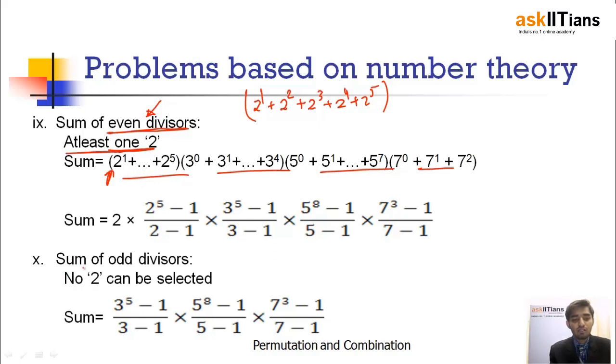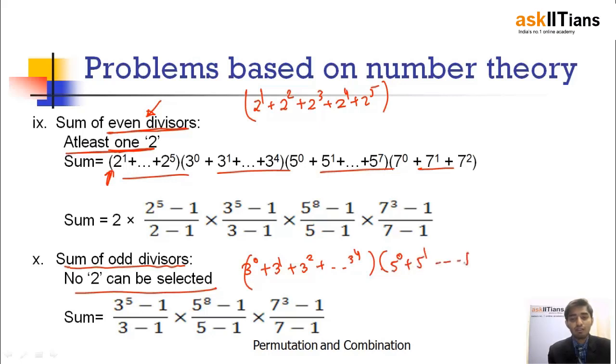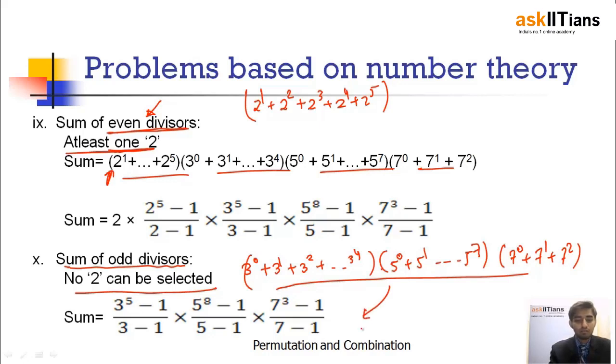Now if I want to find the sum of all the odd divisors, then no 2 should be selected. So I will exclude 2. So I will write 3 power 0, 3 power 1, 3 power 2, and I will go up to 3 power 4. And in 5 I will start from 5 power 0, 5 power 1, and go up to 5 power 7. And in 7 I will write 7 power 0 plus 7 power 1 plus 7 power 2. Now this you can simplify by using the formula.